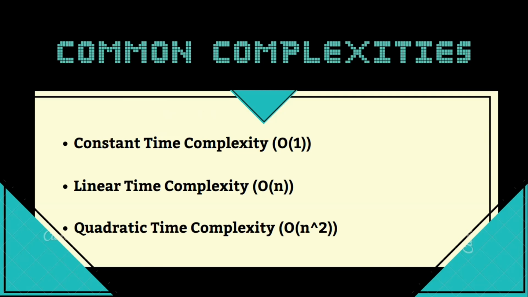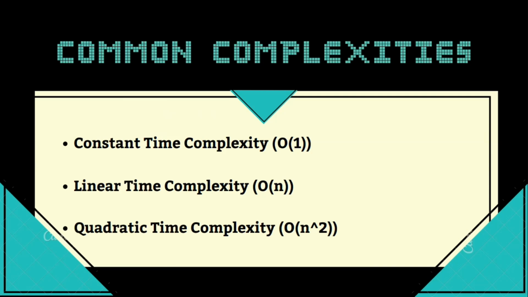The most common types of complexities are the following. Constant time complexity, O(1). Algorithms with constant time complexity have a consistent running time regardless of the input size. This means that the algorithm takes the same amount of time to complete regardless of the size of the input. Linear time complexity, O(n). Algorithms with linear time complexity have a running time that grows linearly with the input size. As the size of the input increases, the running time of the algorithm increases proportionally.